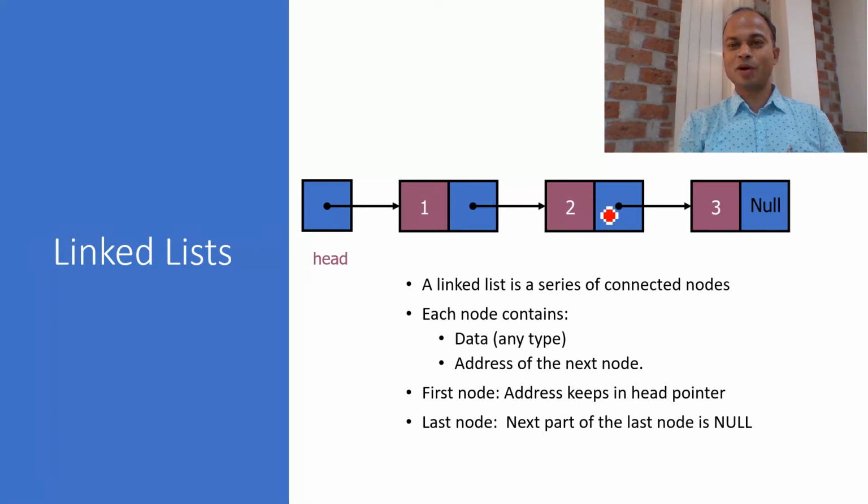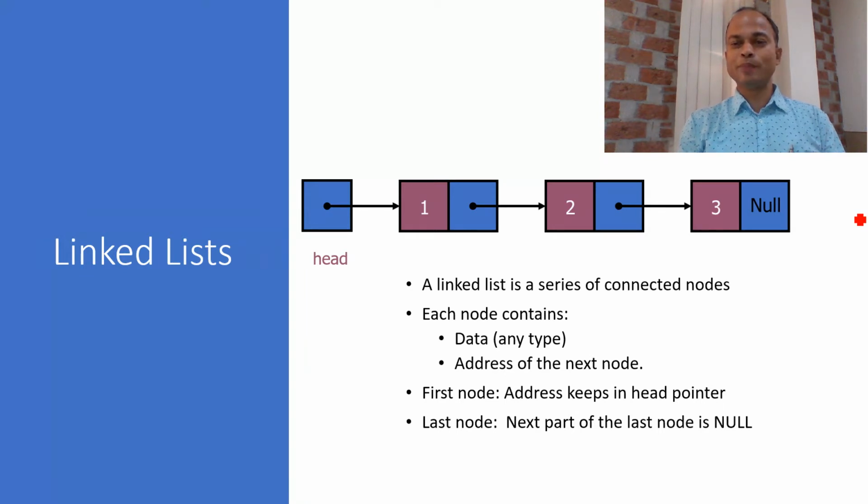The address of the second node is copied here, and similarly here this is the second node. The address part of the second node contains the address of the third node. So whatever the address of the third node is, it is copied here. And finally the address part of the last node is always set to null. So in this way, we can create the linked list.